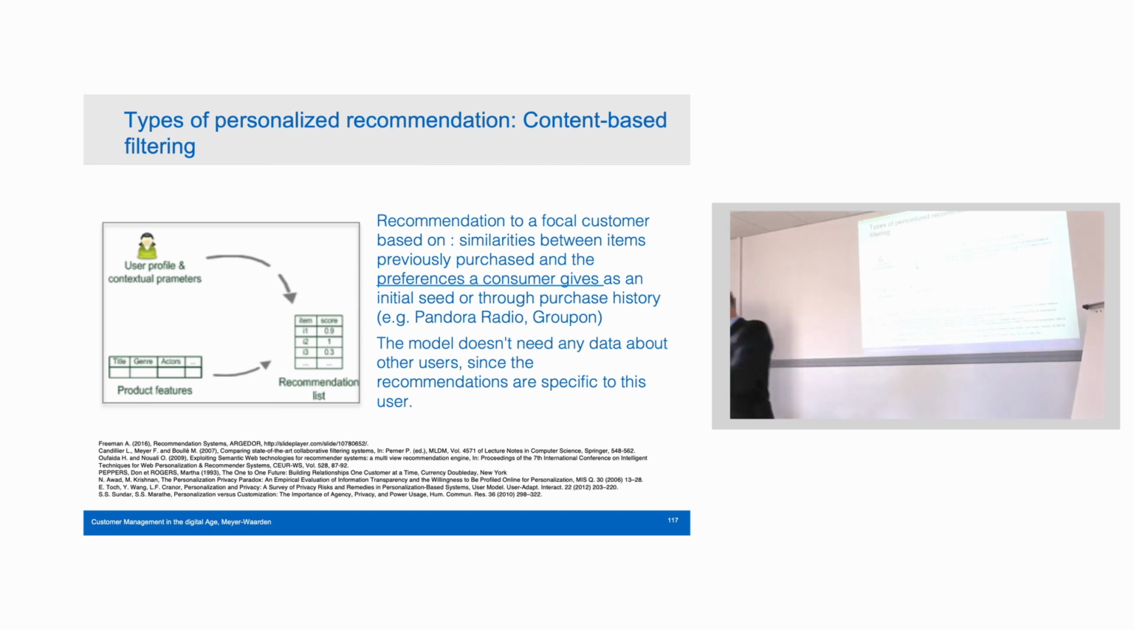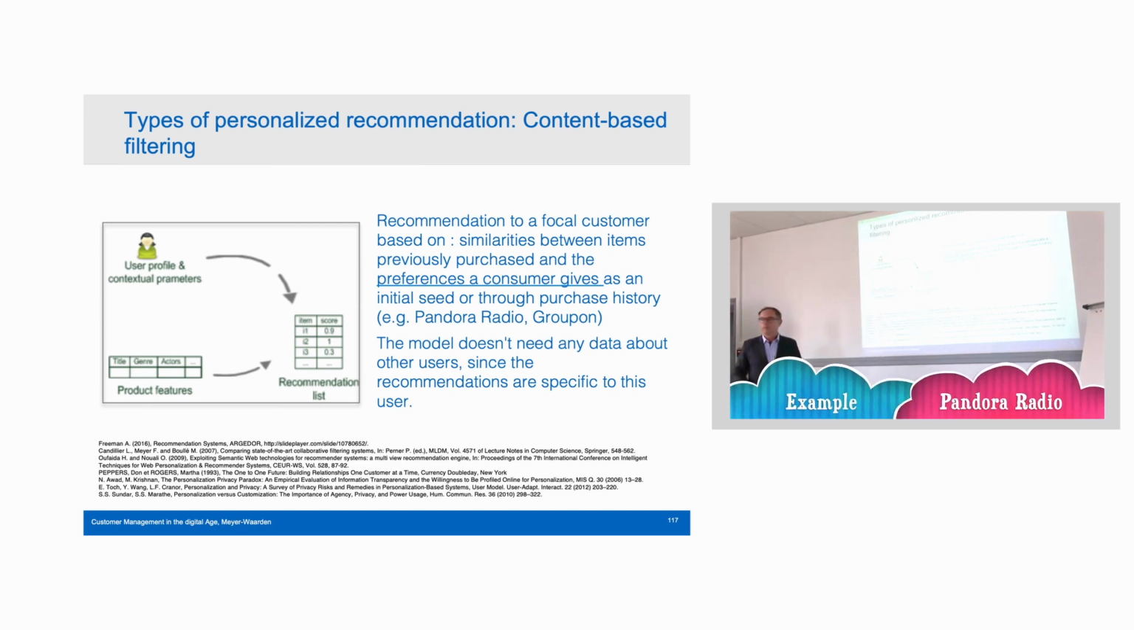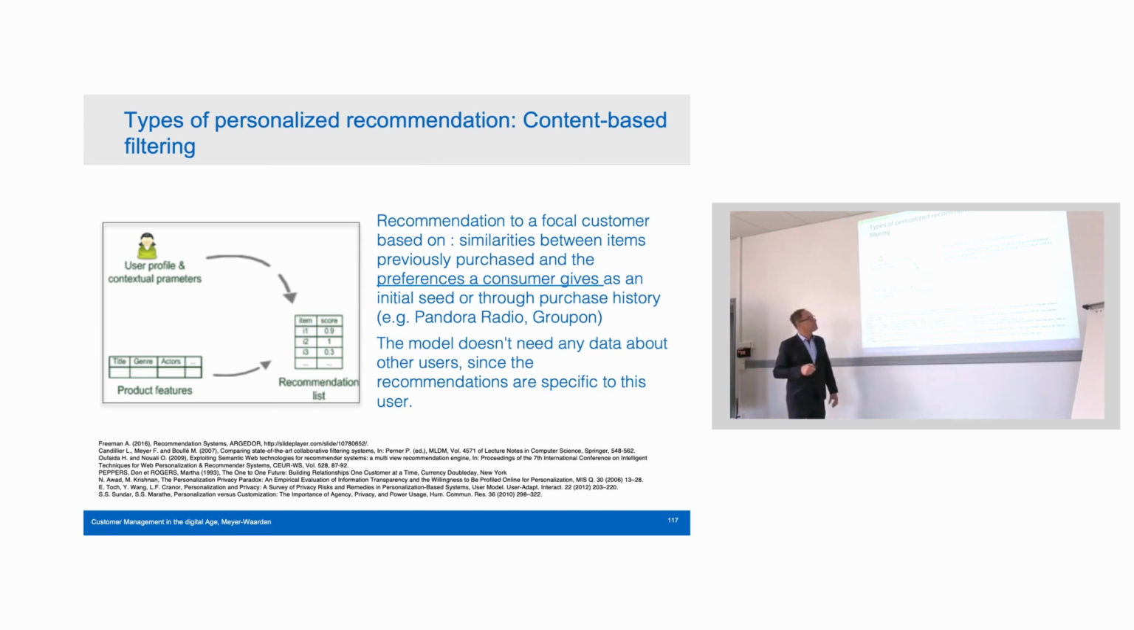For example, with Pandora Radio or Groupon, customers give first preference of categories or products which they are interested in. The advantage is that the model does not need any data about other users, since the recommendations are specific to this user. You say, I like house music. The system will start to recommend to you based on your preferences. This is the beginning. But then, once you have bought, there will be an update of the information based on what you buy and your preference.